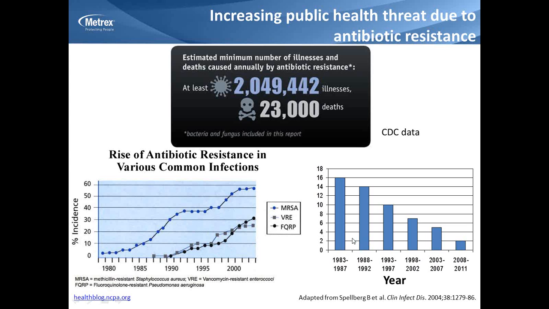But the message is, with fewer and fewer new antibiotics available and with more and more bacteria developing resistance, infection prevention has been put into a very crucial role. So infection prevention will become more and more important, and knowledge of microbiology and of the correct prevention methods is vitally important. As you can see, a very shocking number: over 2 million people become sick because of antibiotic resistance, and 23,000 people died because of antibiotic resistance in the United States alone. Quite a shocking number here.